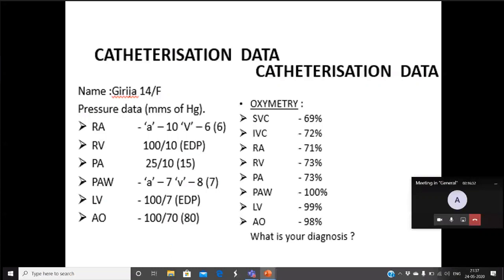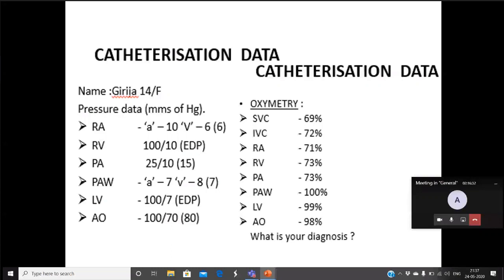Yes, sir. So even though there is an abnormal equalization, you should not jump to the conclusion. You should look at all data available, then only conclude. So here, even though there is an abnormal equalization of systolic pressures between RV, LV, and aorta, the RV end-diastolic pressure is significantly elevated compared to the LV end-diastolic pressure, and there is no evidence of right to left shunt. So tetralogy of Fallot cannot be entertained.